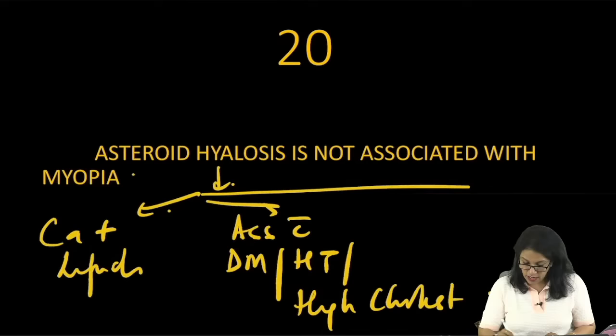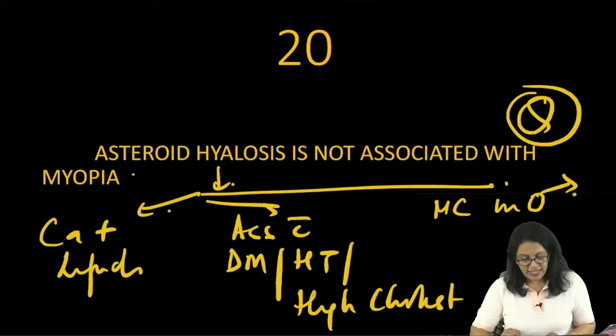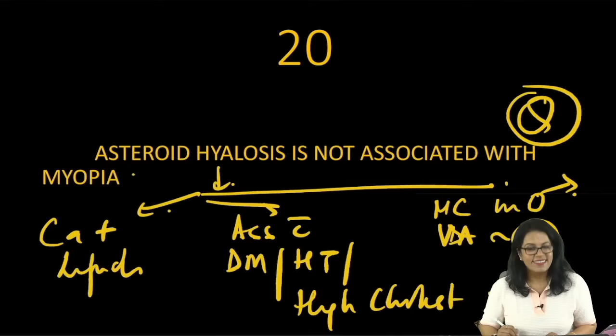This was again your AIIMS question. It is not associated with myopia. Another important point, it is more common in males, right? And it does not affect vision. Visual acuity is generally normal. These are the points for asteroid bodies or asteroid hyalosis.